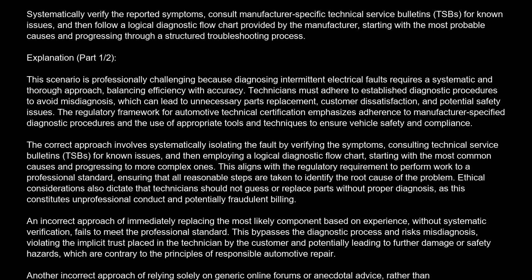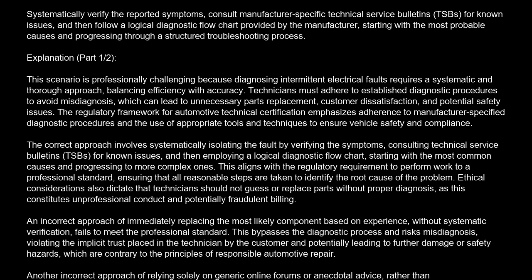The correct answer is C. Systematically verify the reported symptoms. Consult manufacturer-specific technical service bulletins, TSB, for known issues, and then follow a logical diagnostic flowchart provided by the manufacturer, starting with the most probable causes and progressing through a structured troubleshooting process.